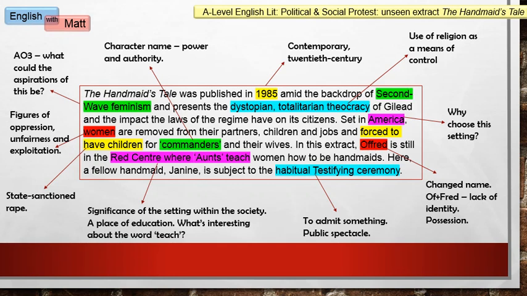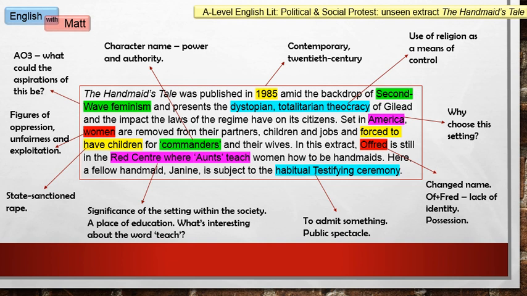Commanders are the names of particular leaders in this regime, and of course if you command something it means you have power and authority. So what's also really important to look out for with your unseen extract is the character names, because sometimes they could be called Sir, Commanders, Corporal, Brigadier. So look at the titles of their names, because that can also tell you who has power and who does not. We have reference to Offred, who is a character.